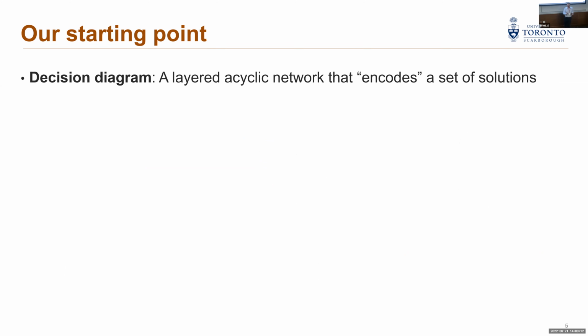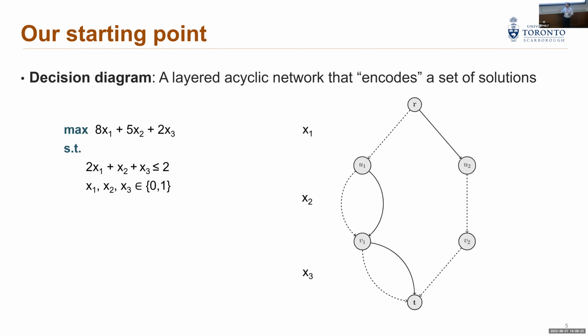Okay, and again, this definition is a little bit loose. At some point, we're even going to lose the definition of the decision diagrams. I'm just going to talk about networks in general. All right. So, for example, you can have an optimization problem.